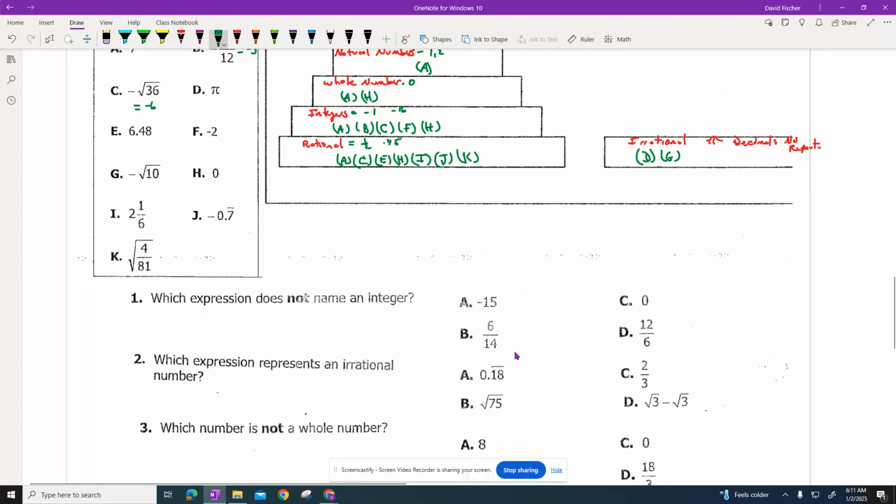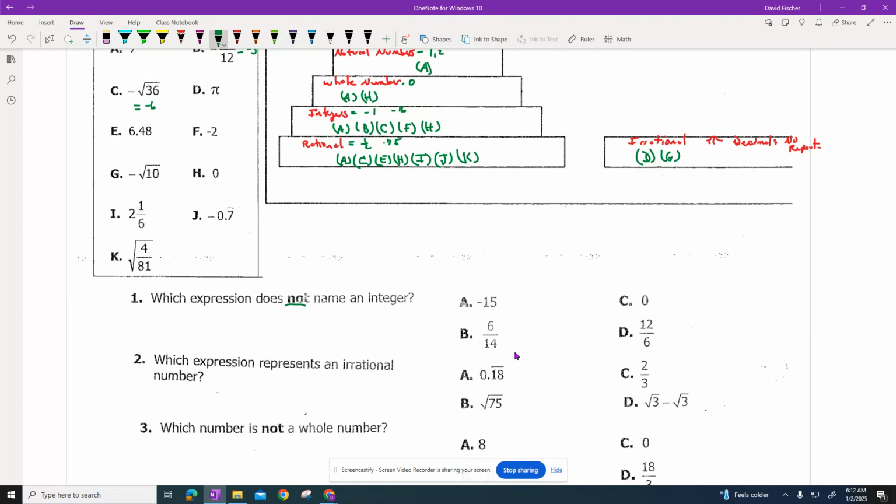Which expression does not name an integer? I hate these "not" questions. So an integer is these guys up here, including negative numbers. Well, I see a negative sign right there, so it's an integer. I'm looking for something that's not an integer. If I put 0 into my pie up here, 0 starts there, but it falls down into the integers, so it's also an integer.